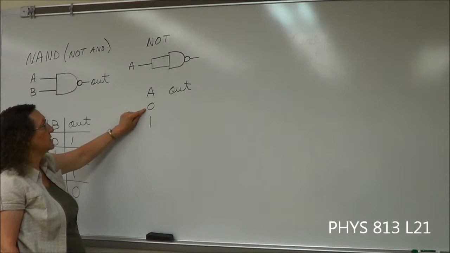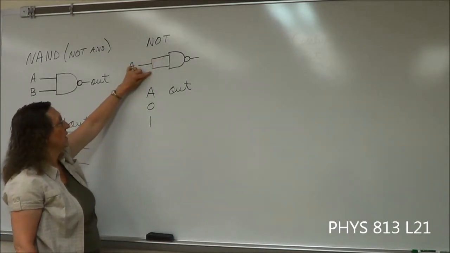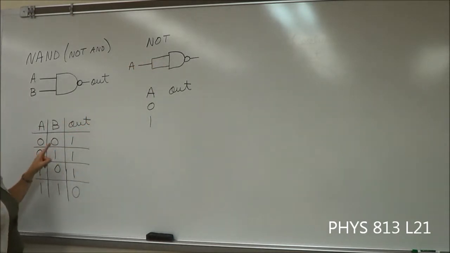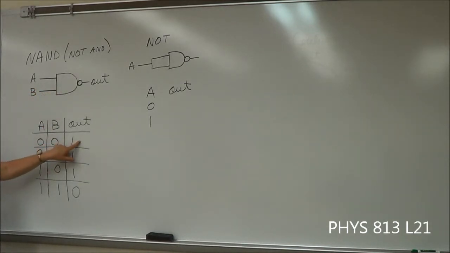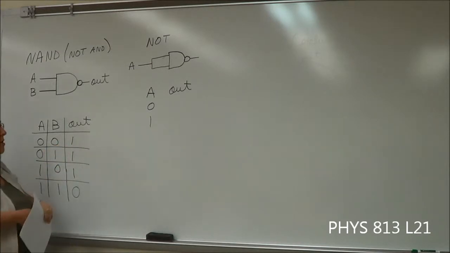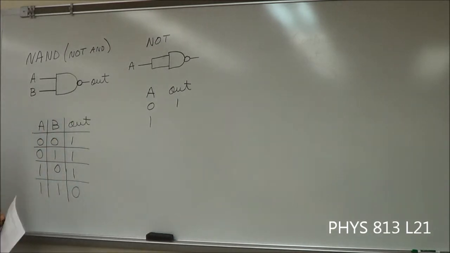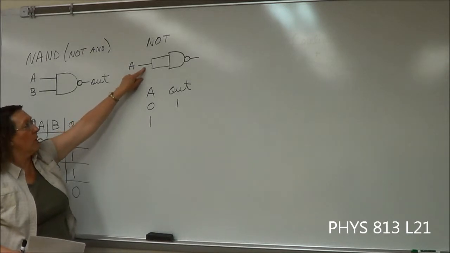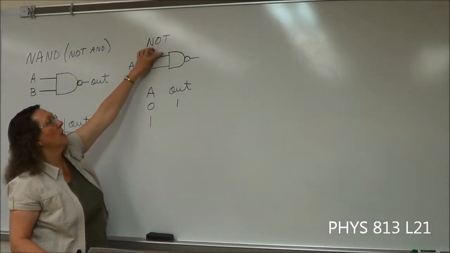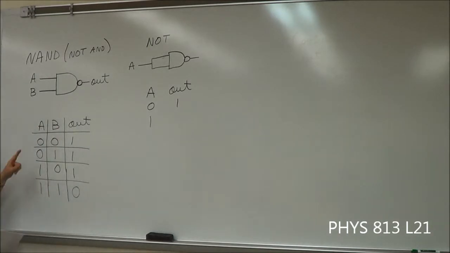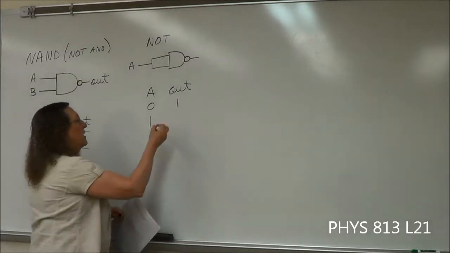So if we put in a 0, we have a 0 here and a 0 here. So if we look over here at our NAND gate table, 0 and 0 gives us a 1. So if we put in 0, we get out a 1. Then if we look at 1, we put in a 1 here. So that means we have a 1 up here and a 1 down here. So we have 1 and 1, and that gives our output as 0. So we have a 0.